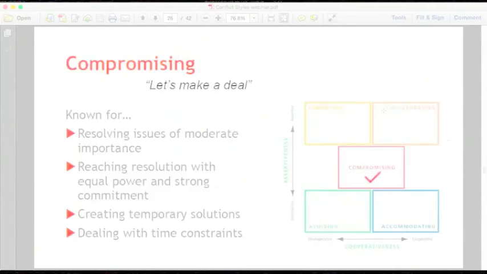Okay, the last one's the one right in the middle, and this is compromising, and this is the let's make a deal. And so some people would say this is the lose-lose, but it's really the I give a little, you give a little, and we come up with a solution together. Some sort of middle of the road, exchanging concessions kind of solution.